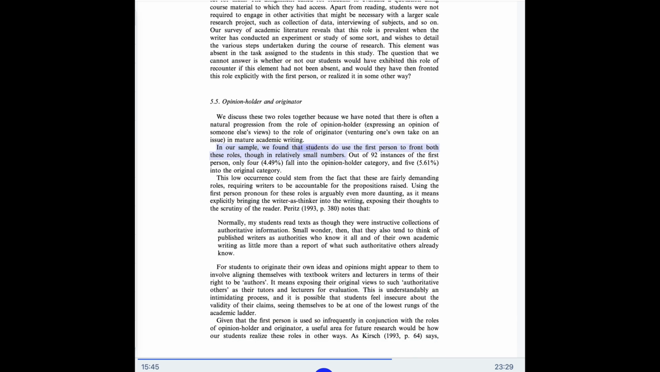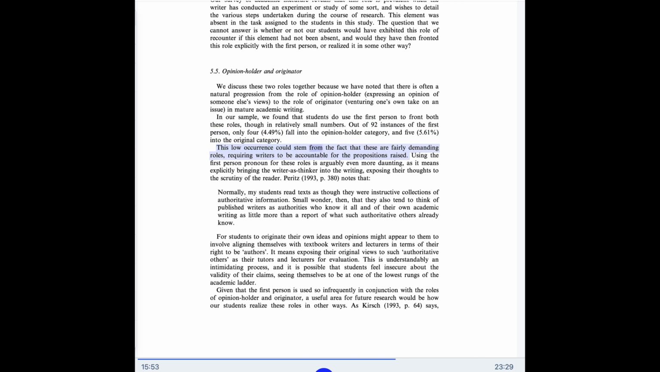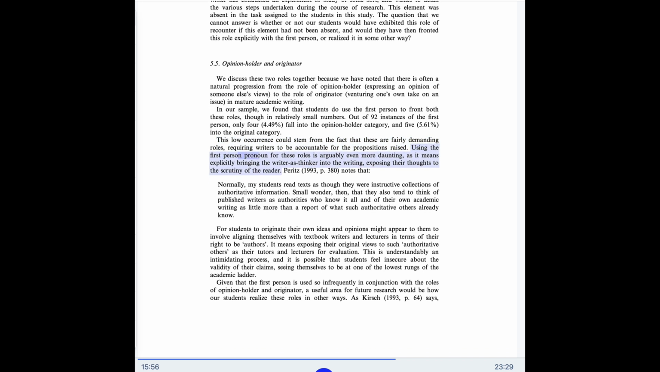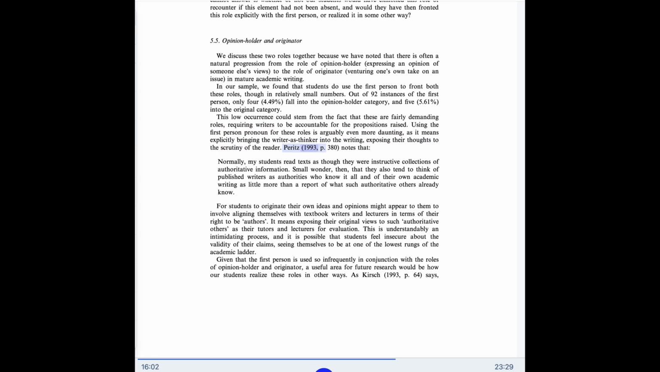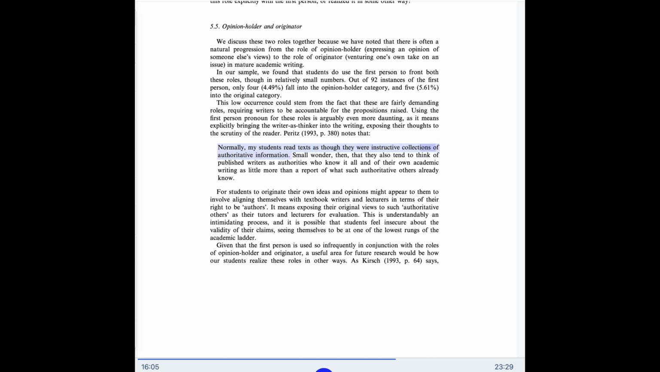In our sample, we found that students do use the first person to front both these roles, though in relatively small numbers. Out of 92 instances of the first person, only 49% fall into the opinion holder category, and 61% into the originator category. This low occurrence could stem from the fact that these are fairly demanding roles, requiring writers to be accountable for the propositions raised. Using the first person pronoun for these roles is arguably even more daunting, as it means explicitly bringing the writer as thinker into the writing, exposing their thoughts to the scrutiny of the reader. Parrott 1993 p. 380 notes that, normally, my students read texts as though they were instructive collections of authoritative information.